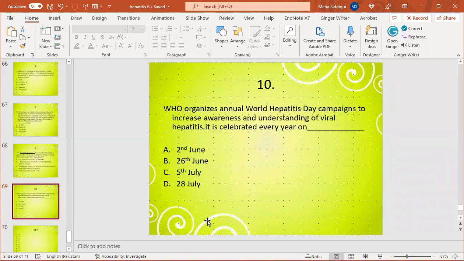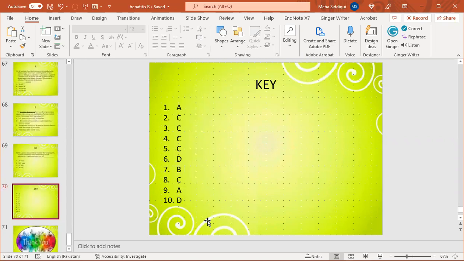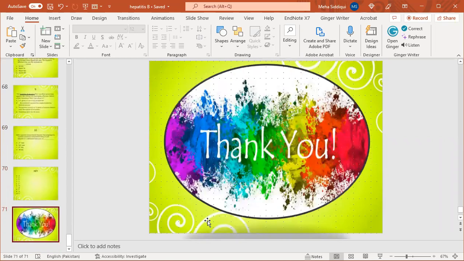MCQ number 10. WHO organizes annual World Hepatitis Day campaigns to increase awareness and understanding of viral hepatitis. It is celebrated every year on: A. 2nd June; B. 26th June; C. 5th July; D. 28th July. D, yes, this is the right option. This is the key of MCQs, and thank you.